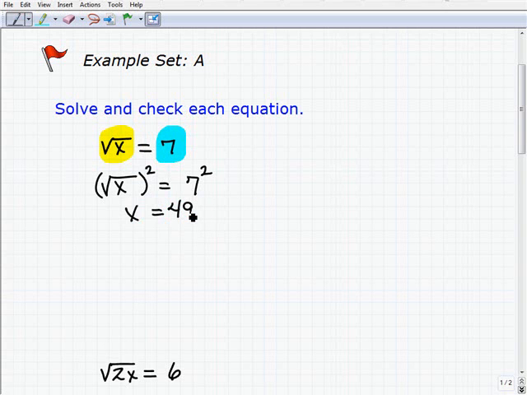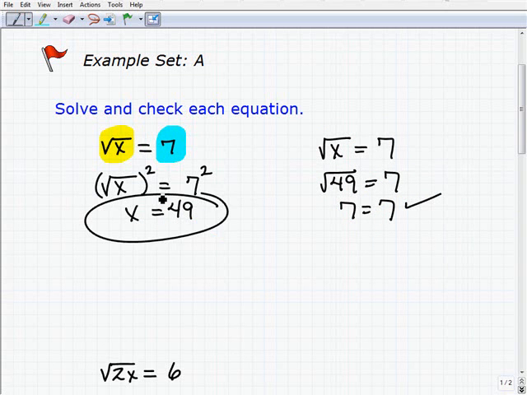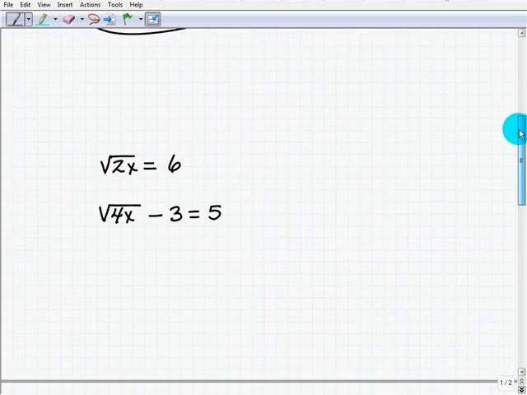Now at this point we need to check. Our original equation was the square root of x equals 7, and of course when we plug in 49 for x, we see that our solution is in fact correct. 7 equals 7, so it checks out. So x equals 49 is in fact the solution. Alright, so let's go down and take a look at this next problem.